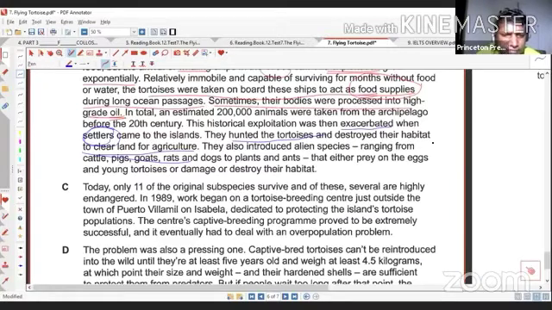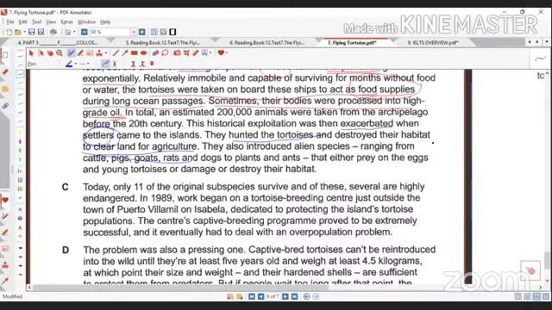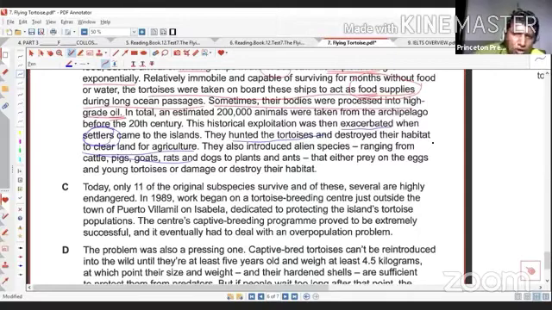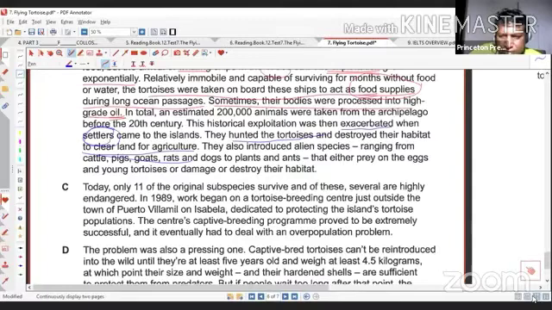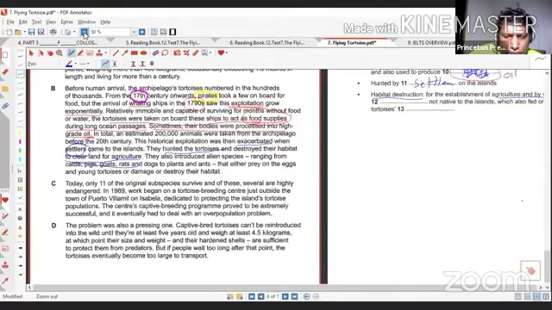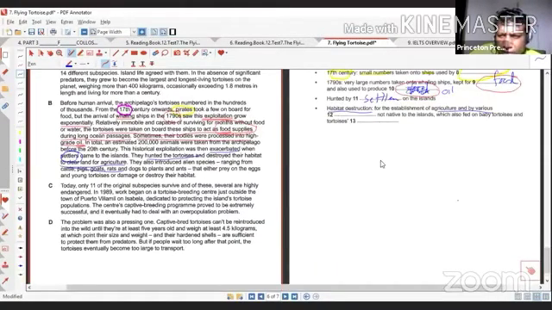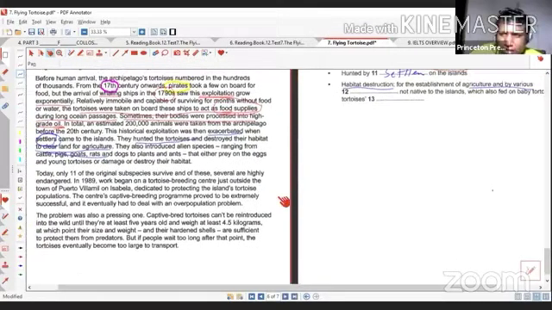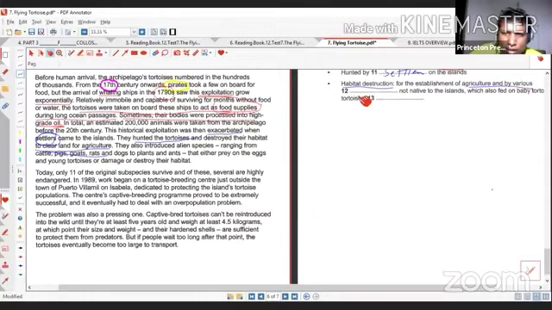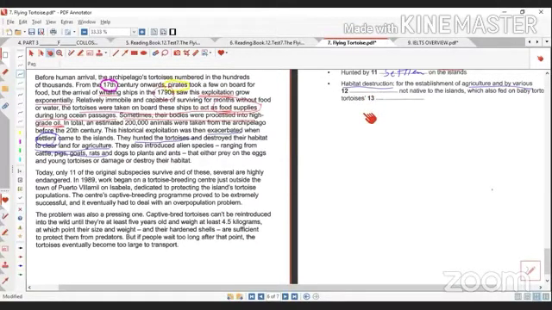What are they talking about? They introduced what? Alien species ranging from cattle, pigs, goats, rats, and dogs to plants and ants that either prey on eggs and young tortoise or damage or destroy their habitat. Destroyed their habitat. Let's check it. Okay, can you say it? Can you match the words? Various species. Where are the words? Habitat, for the establishment by various what? Species.